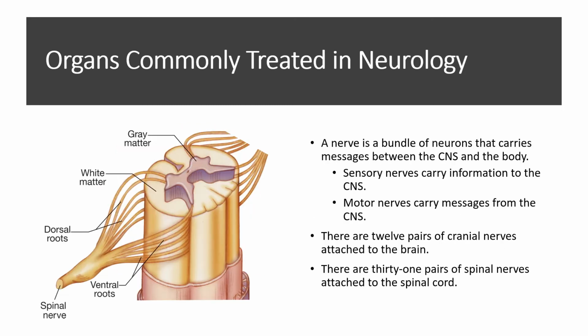A nerve is a bundle of neurons that carries messages between the CNS and the body. Sensory nerves carry information to the central nervous system, whereas motor nerves carry messages away from the central nervous system. There are 12 pairs of cranial nerves that are attached to the brain, and there are 31 pairs of spinal nerves that are attached to the spinal cord.